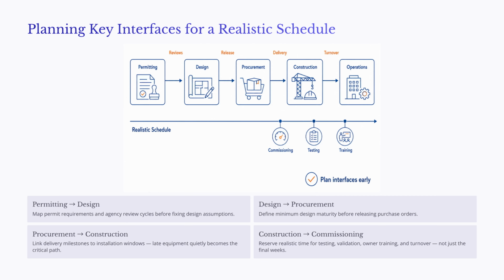The third interface is procurement to construction. Delivery milestones must be connected to installation windows. Otherwise, late equipment can quietly become the critical path.